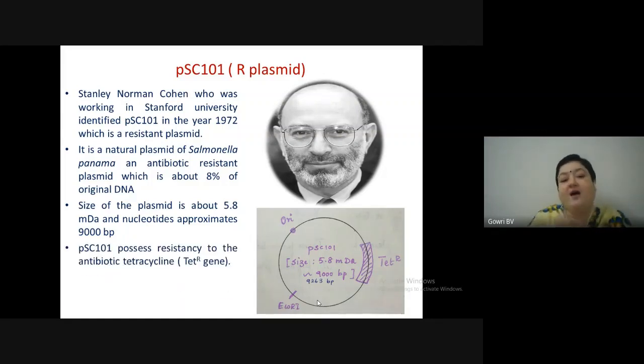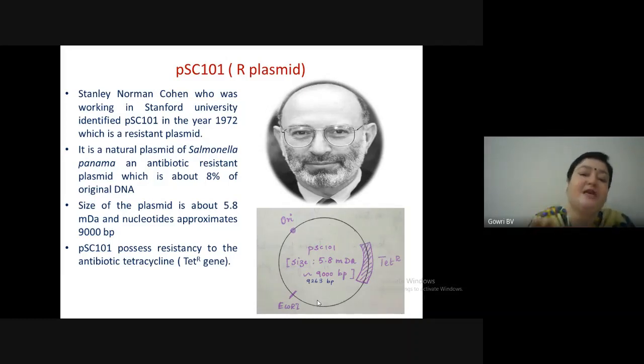pSC101 possesses resistance to the antibiotic tetracycline. If you look at the figure on the right hand side bottom, you have the pSC101 vector system that has a tetracycline resistance gene. It has an origin of replication to autonomously replicate. The size of the plasmid is mentioned in the center and one restriction site is mentioned over the vector, that is EcoR1. So pSC101, the plasmid vector, shows resistance to the antibiotic tetracycline.